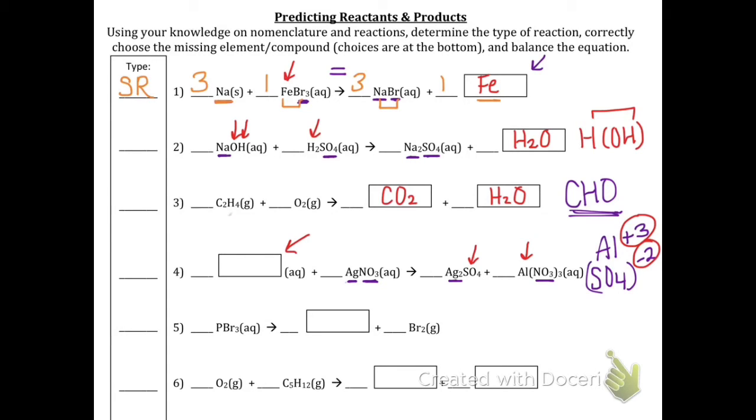So go ahead and fill out the rest of the page and check your answers with the teacher when you are done.